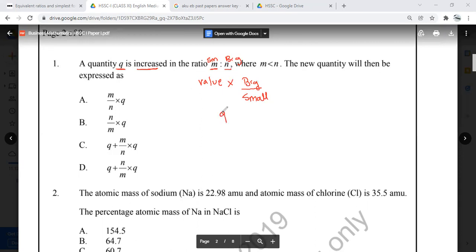So the value is Q. Let's plug in the information, and we know that the big number over here is n, since n is greater than m, and the small value is m. So the new quantity will be expressed as, now let's see which one is in this form. m over n, no, it's in the opposite direction. n divided by m multiplied by Q. So this is what we wanted. So B is the correct answer. They have tried to confuse you by giving you letters instead of numbers, so you just need to plug in the information in the formula to calculate the answer.